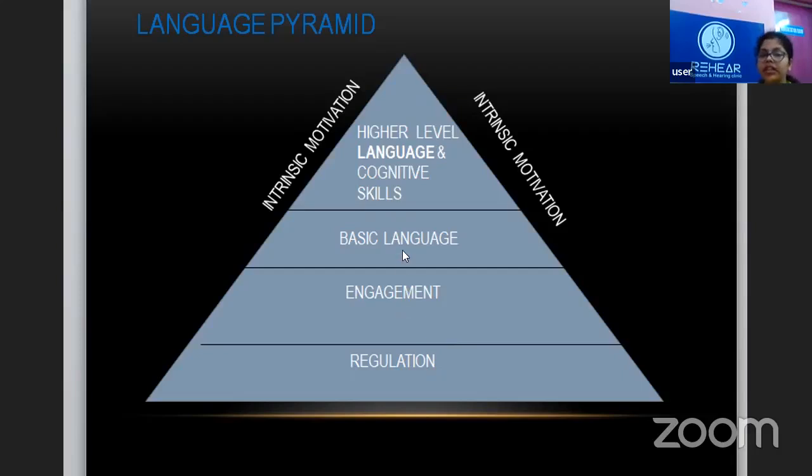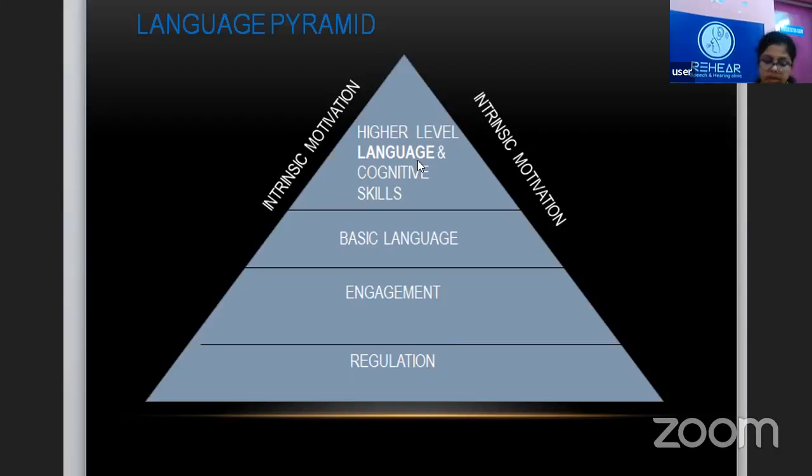Then basic language. Most parents come to us with the complaint that our child knows ABC, rhymes, colors, shapes, everything, but when we ask them to talk, they are not interested or not able to answer our questions. That is called basic language. They may have learned in chunks from YouTube or TV or mobile, from anywhere, something like ABC, but that is not functional. So if we need to work on higher level language and cognitive skills, we go through all these three stairs. Then we can work on higher level language.